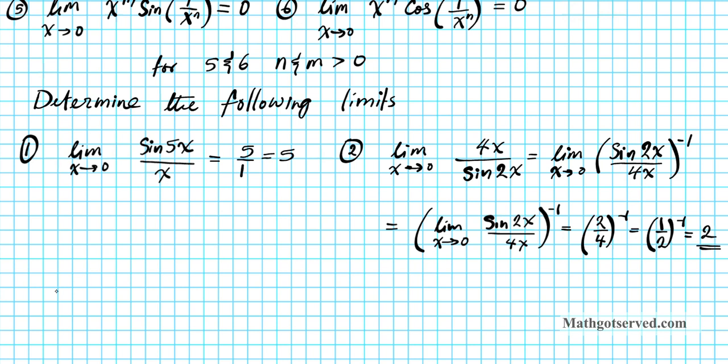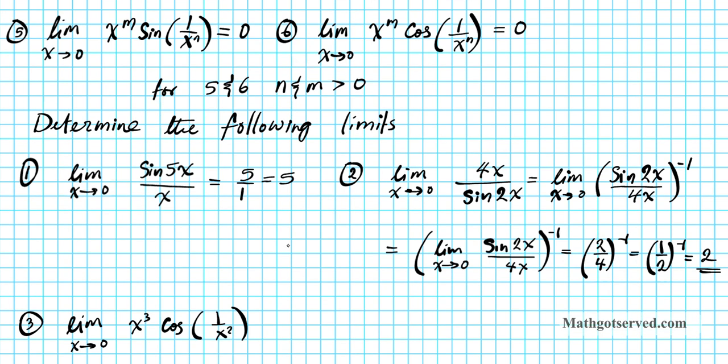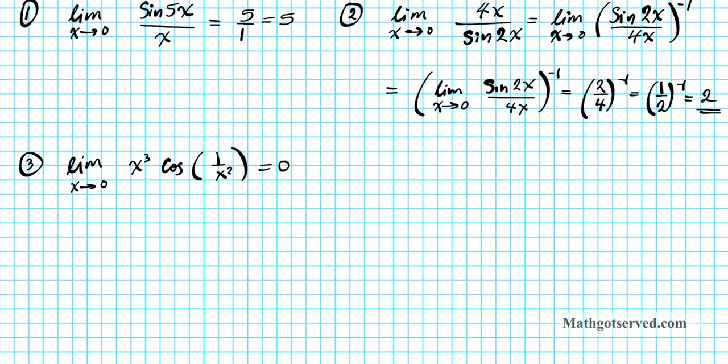All right, let's go to question number 3. So how about if you want to find the limit as x approaches 0 of x to the third cosine 1 over x squared? Or if you wanted to find this limit. Write this again, 1 over x squared. All right, so if you take a look at this form, it's consistent with formula number 6, this one right here. So what do you think this limit is? It's simply 0. Okay, so let me show you why this is the case.